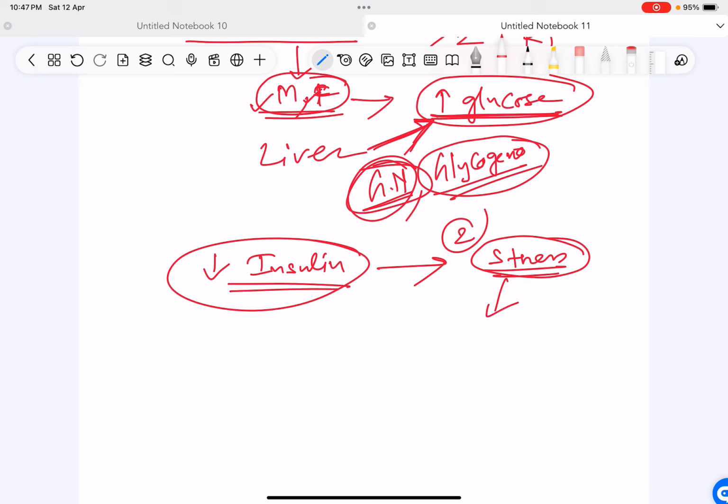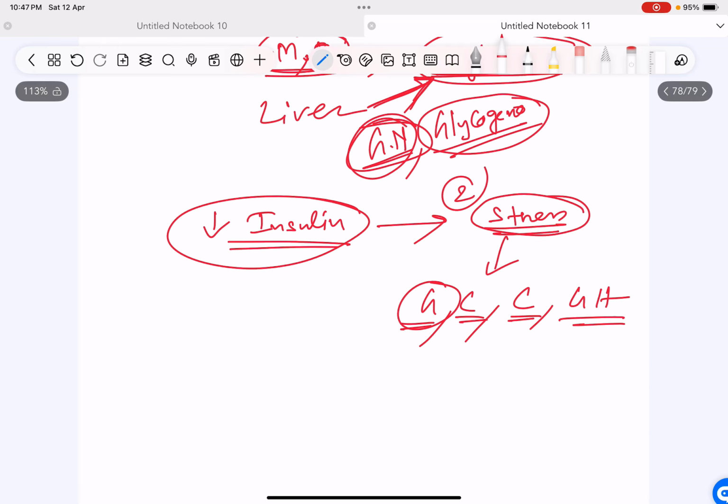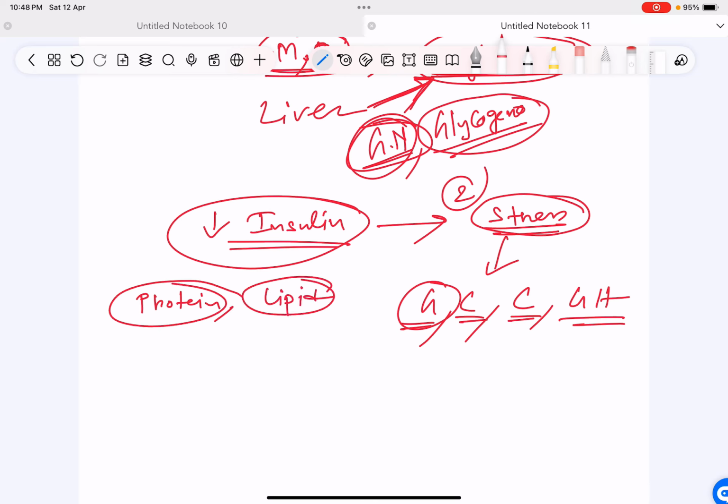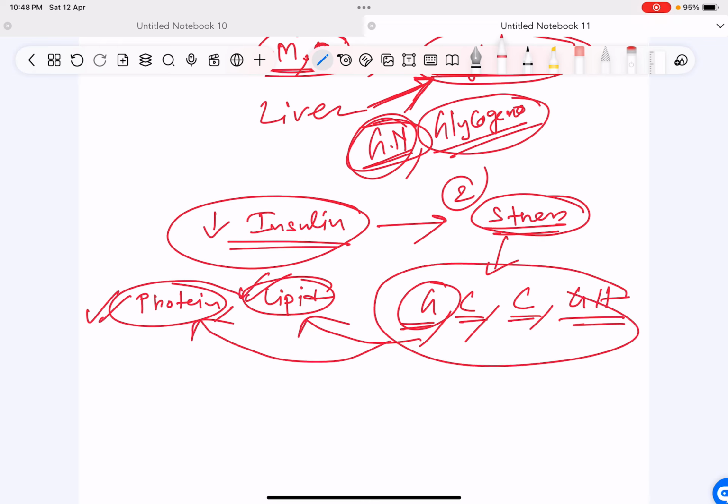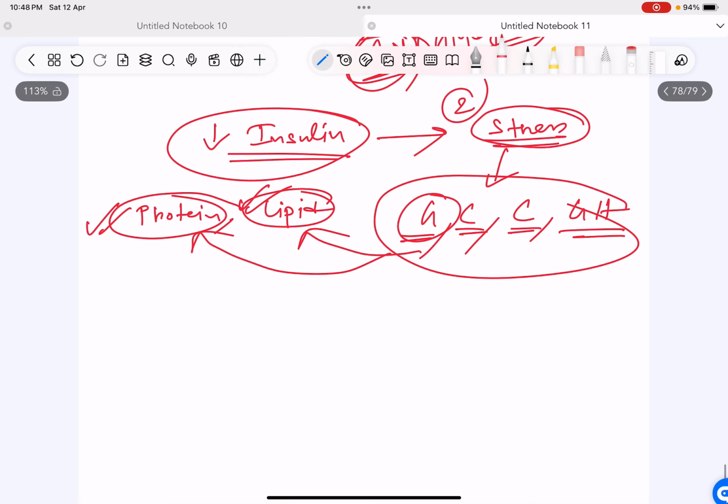What are the catabolic hormones that you have? Glucagon, I write it in short: glucagon, cortisol, catecholamines, and growth hormone. These catabolic hormones will act exactly opposite of insulin. Insulin is an anabolic hormone, so it will produce protein, it will produce lipids. But these catabolic hormones will break down the lipid, they will break down the protein. So there will be proteolysis, there will be lipolysis, and as a result you will have a lot of free fatty acids.